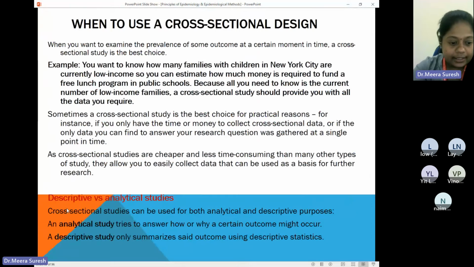In the cross-sectional design, cross-sectional studies can be used for both analytical and descriptive purposes. In the case of analytical studies, they try to answer how or why a certain outcome might occur. And in descriptive, it says only about the outcome. They are not studying the exposure and they are not doing any comparison either.